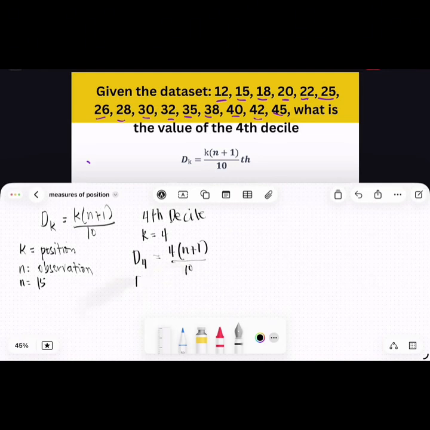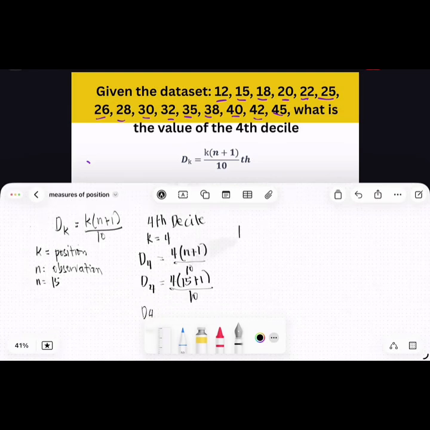Now, proceed in substitution. D sub 4 is equal to 4 times n, n is 15, plus 1 over 10. Next, we have decile 4 is equal to 4 times 15 plus 1, so that is 16, divided by 10. So let's solve 4 times 16, so this is equal to 64 over 10. And 64 over 10, so our decile 4 is equal to 6.4.